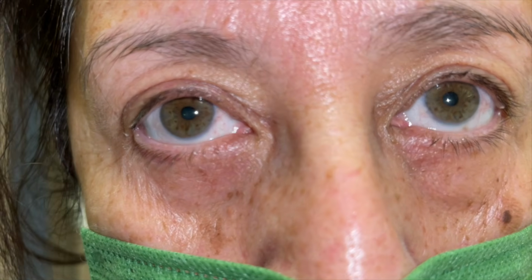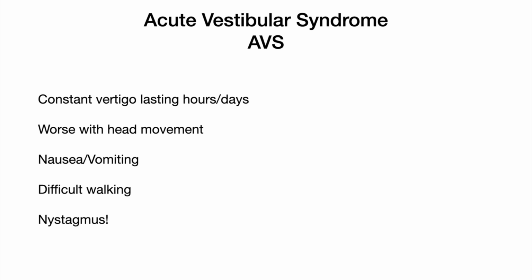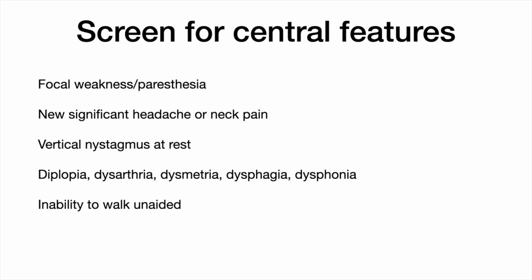Let's go back to patient 1, whose nystagmus could be easily seen. She had constant vertigo lasting many hours that was worse with head movement, nausea, vomiting, difficulty walking, and she had spontaneous nystagmus. So when you have all of those features in one patient, that's called the acute vestibular syndrome, or AVS. But you don't rush to the HINTS exam just yet. First, you have to screen your patient for central features. They are focal weakness or paresthesias, new significant headache or neck pain, vertical nystagmus at rest, diplopia, dysarthria, dysmetria, dysphagia, dysphonia, and inability to walk unaided.